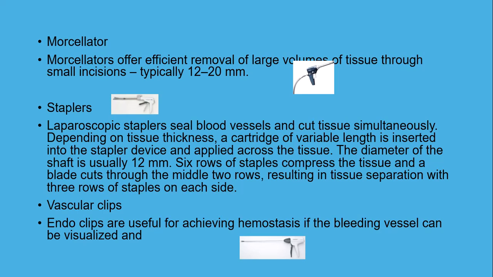The diameter of the shaft is usually 12 millimeters. Six rows of staples compress the tissue and a blade cuts through the middle two rows, resulting in tissue separation with three rows of staples on each side.